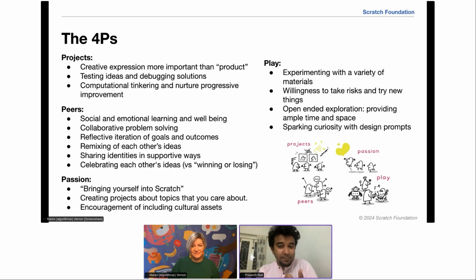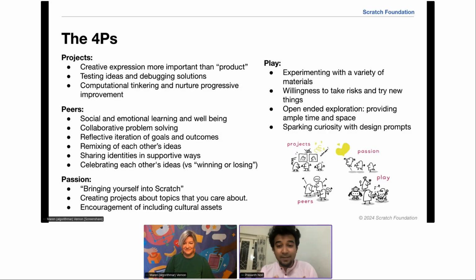So very quickly, projects. When we say projects, it's that people learn best when they're actively working on meaningful projects, coming up with new ideas, prototypes, refining. Peers, which is learning flourishes as a social activity with people sharing ideas, collaborating on projects, and building on one another's work. Passion, when people work on projects they care about, they work longer, they work harder, they persist in the face of challenges, and they learn so much through that process.